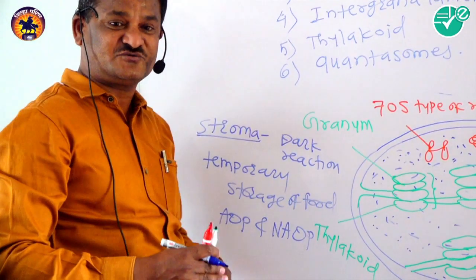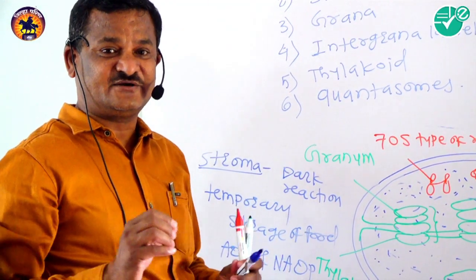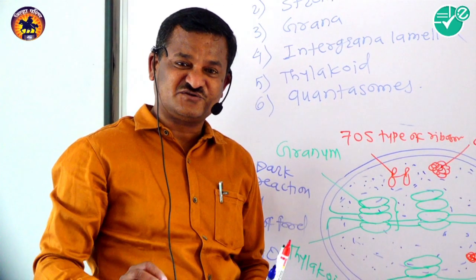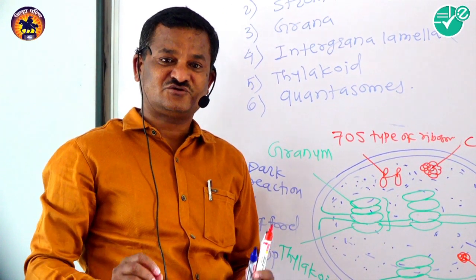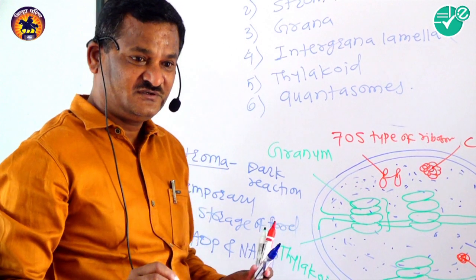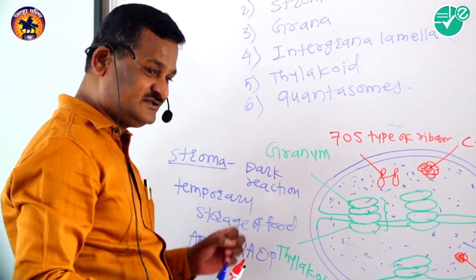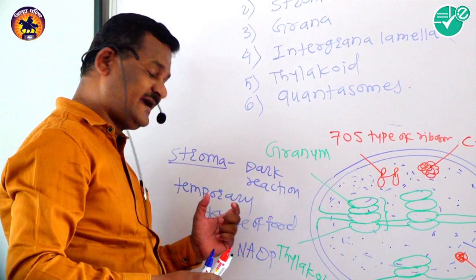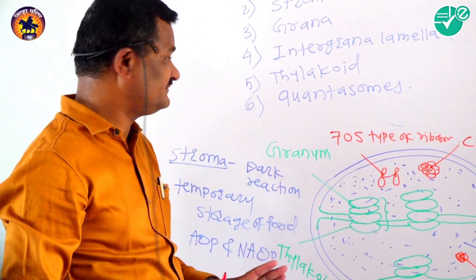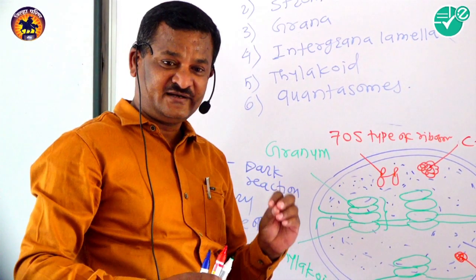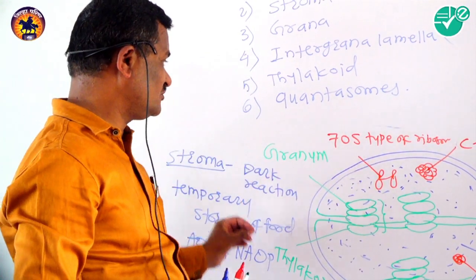What are the functions of stroma? Stroma is the site of dark reaction. Stroma is the site of synthesis of food. Stroma is the site of temporary storage of the food. And in the stroma, ADP and NADP are formed. That is stroma. Then another part of the chloroplast is grana.